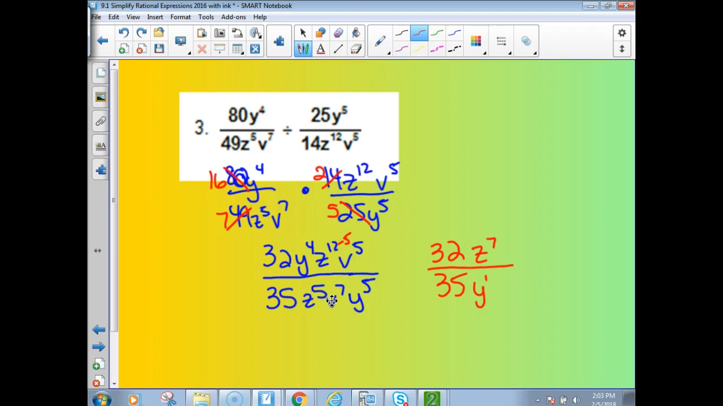And then the v's, I should have probably taken care of them first, but whatever. V to the 7th on the bottom, v to the 5th on the top. I'm going to subtract 5 from 7 and get v to the 2nd on the bottom. And that's done. Did I do it right?